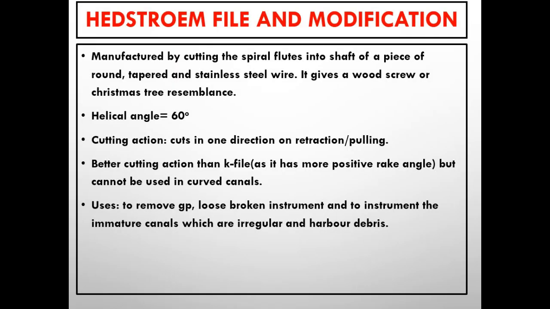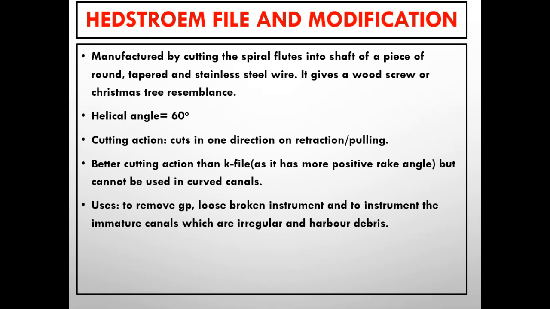H-file and its modification, the Hedstrom file. It is manufactured by cutting spiral flutes into the shaft of a piece of round tapered stainless steel wire, and its helical angle is 60 degrees. It cuts in one direction, on pulling. It is used to remove gutta percha and loose broken instruments, and to instrument immature canals which are irregular and harbor debris.